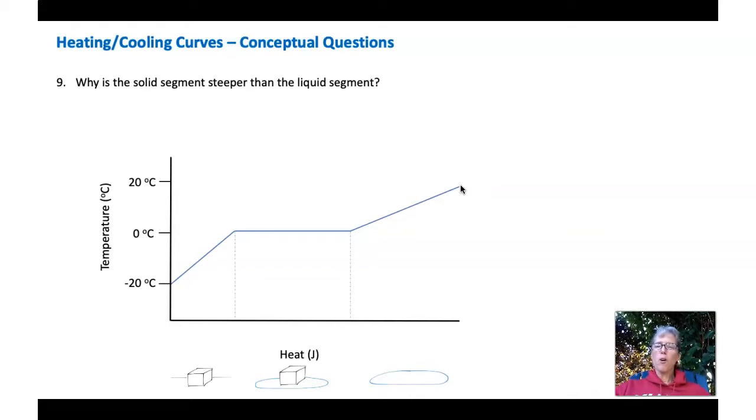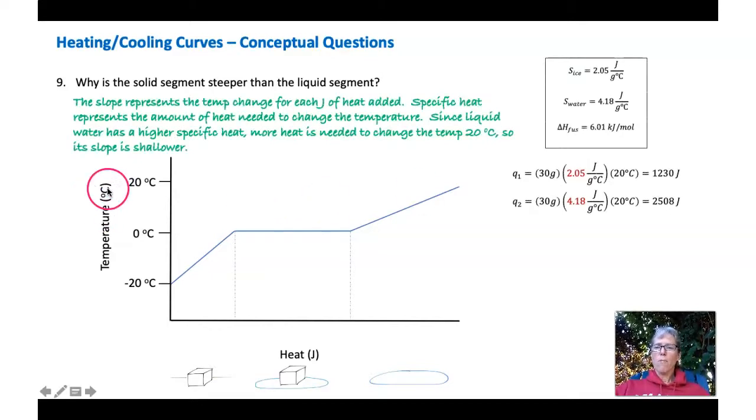So if we think about the slope of the line, it represents degrees Celsius per joule. So that means how much the temperature changes for each joule of energy. If we look at the specific heat, we see that water needs twice as many joules to change its temperature as the ice does. Well, in our scenario, the ice and the water are changing 20 degrees, but the water needs more heat. So this distance from here to here needs to be more than this distance. So that explains why this slope is shallower than this one.